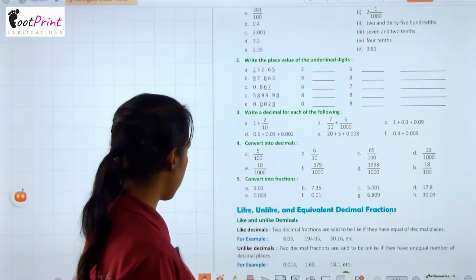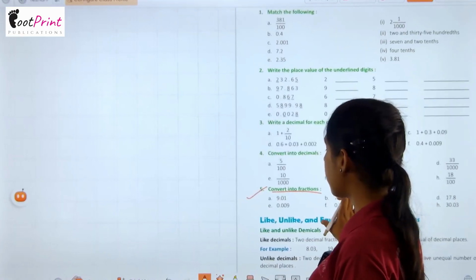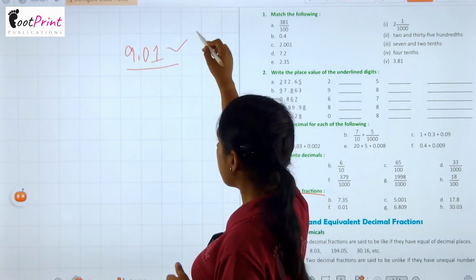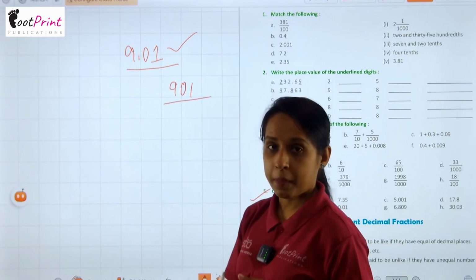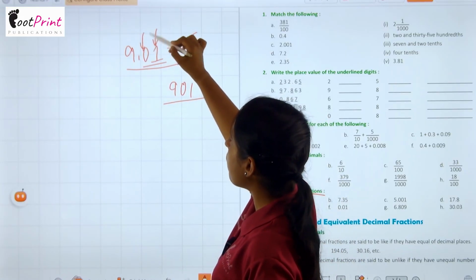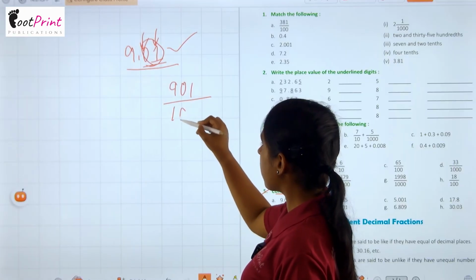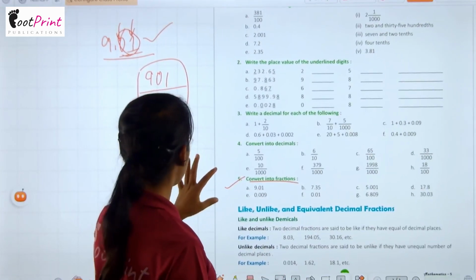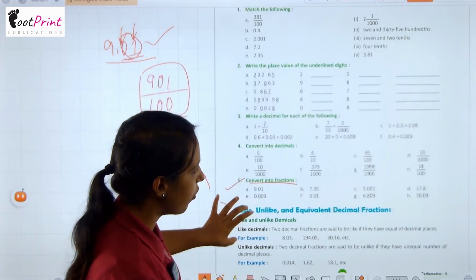Next is question number 5, that is convert into fraction. Decimal numbers are given here and we have to convert them into fractions. So here, 9.01. First we take the number without the decimal as the numerator. So what we have is 9, 0 and 1, 901. Next step, we have to count the decimal places in the decimal part. Here there are 1 and 2, so in the denominator we write 1, and with 1 we write 2 zeros because 2 decimal places are given. So we can write 9.01 as 901 upon 100. The rest of the parts you will solve by yourself.